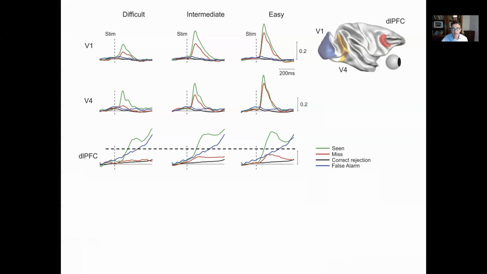Now, why we believe that this might be the case is that on these trials without a stimulus, there's not a natural time zero. Time zero is actually a time where we would have presented the stimulus had we presented one, but we did not.